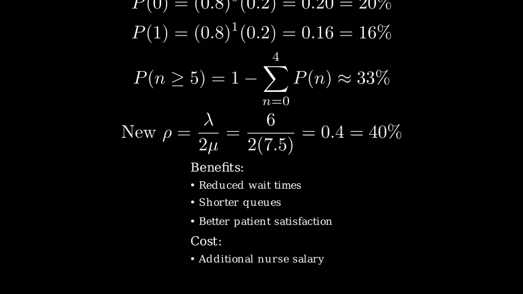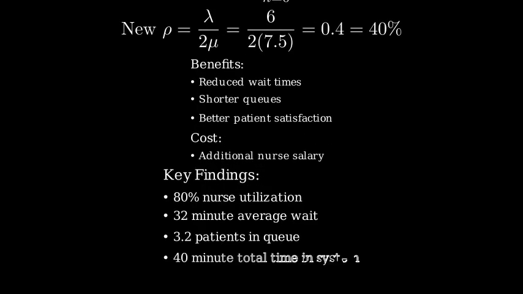In conclusion, queuing theory helps us understand and optimize healthcare operations. For Dr. Martin's practice, we found that the current single-nurse system operates at 80% utilization, with average wait times of 32 minutes. Adding a second nurse would reduce utilization to 40% and significantly improve patient experience, but at additional cost. These insights help inform staffing decisions.